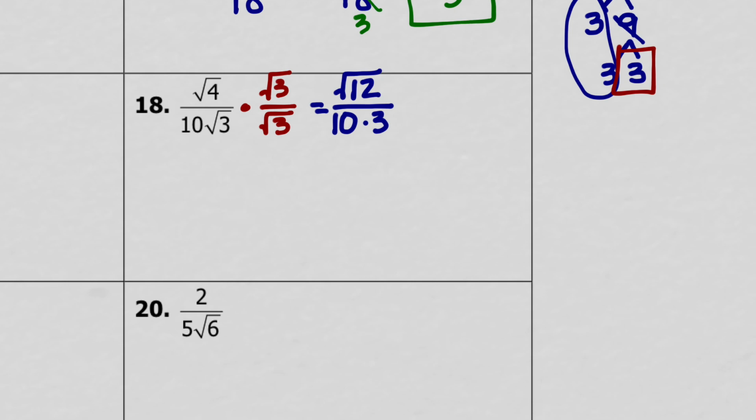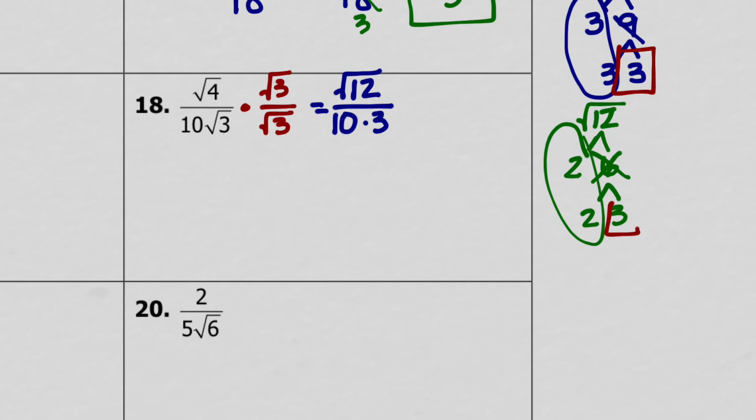All right, let's simplify some things here. Well, I need to simplify square root of 12, so let's do that over here. Okay, 2 times 6 is 12. 2 times 3 is, oops, that didn't write a good 3. Let's undo that. Okay, here's a pair. Then we have this lone little 3 there. Okay, so if I rewrite this, square root of 12 is 2 square root of 3. In the denominator, I had 10 times 3, which is 30.